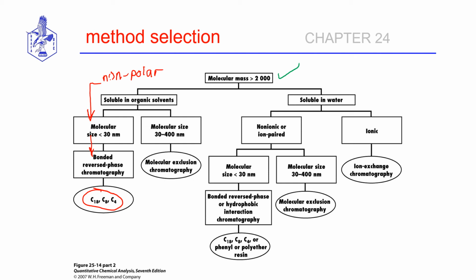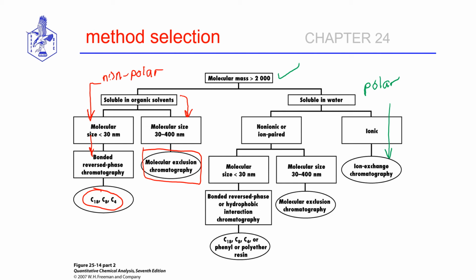If our molecular size is 30 to 400 nanometers, that's getting big enough that now we're going to want to do separation on the basis of size and molecular exclusion chromatography. If our constituents are soluble in water, that means they are polar, or at least more polar than those that are soluble in organics. Once again, we ask ourselves, ionic or neutral. If they're ionic, once again, we're doing ion exchange chromatography.